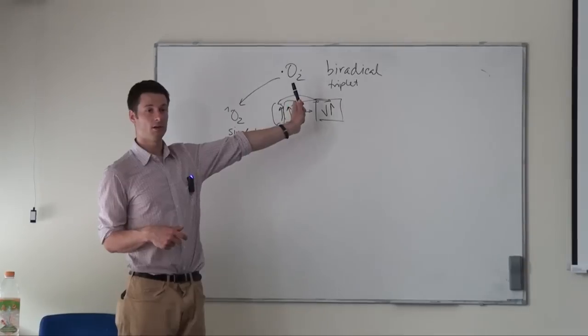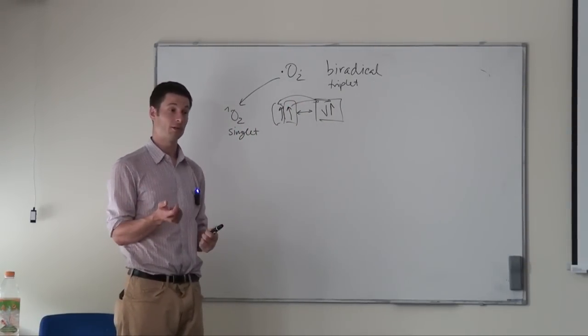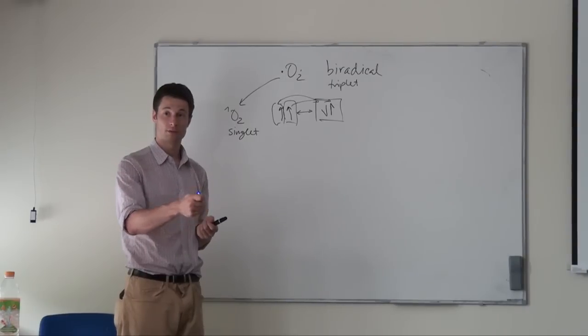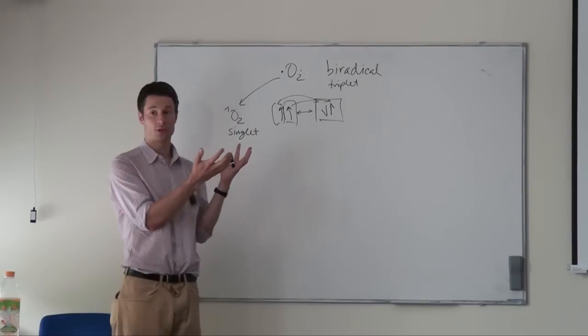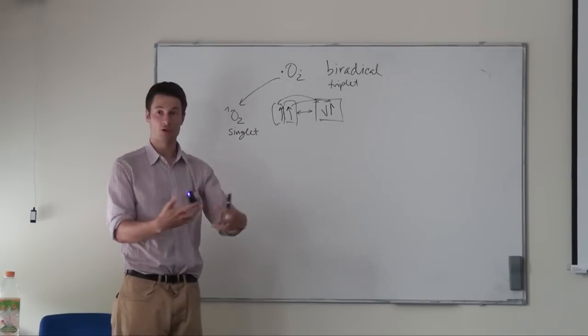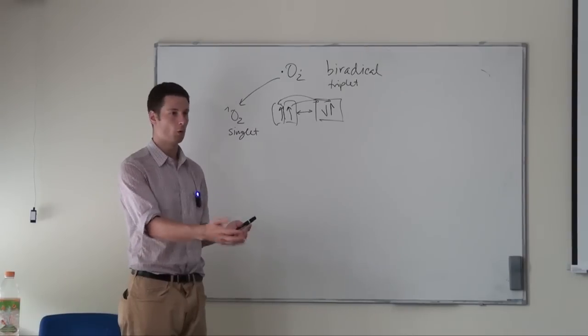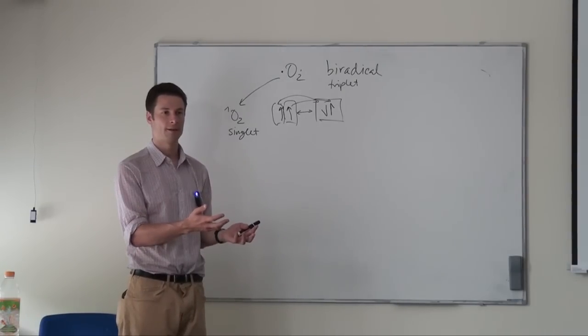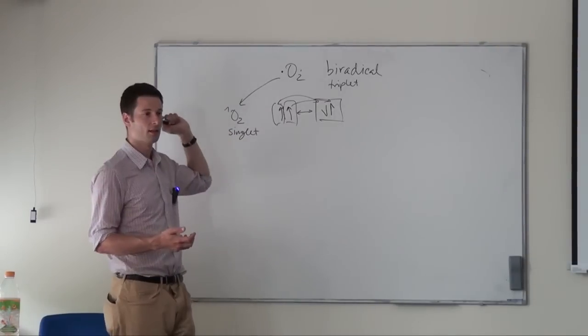This conversion of ground state oxygen to singlet oxygen is what we do when we strike a match and light a fire. So we need to heat oxygen up so that it becomes more reactive, and that's how we make wood or paper burn. Okay, so it's the excitation from ground state to singlet state.